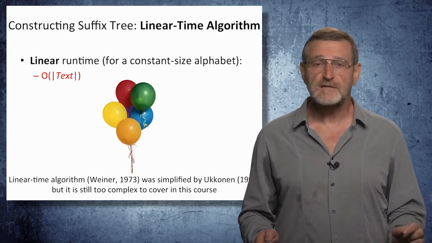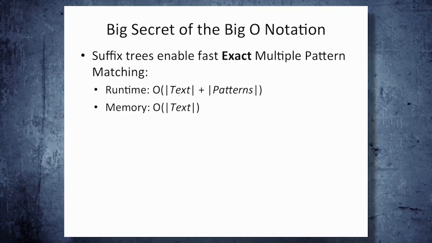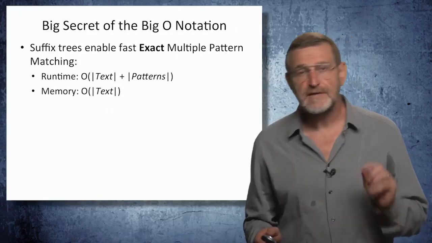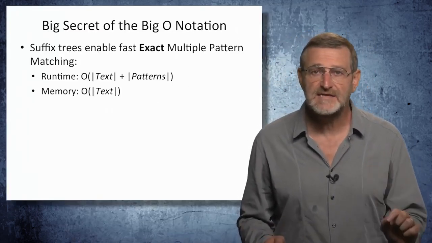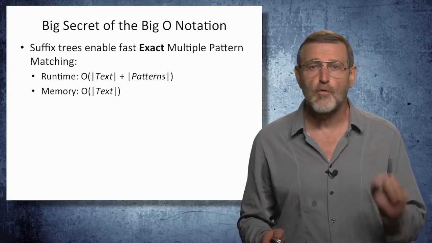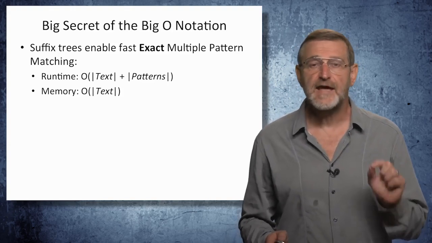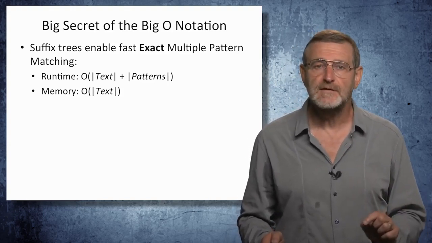So it looks like we are done, finally, after all the efforts. And now I want to tell you about the big secret of the big O notation, something that Sasha, Daniel, Misha, and Neil forgot to tell you about. Indeed, suffix trees enable fast, exact multiple pattern matching with runtime O of |Text| plus |Patterns| and memory O of |Text|. That's the best we can hope for.